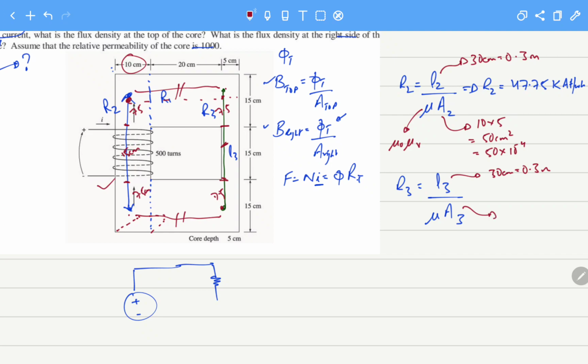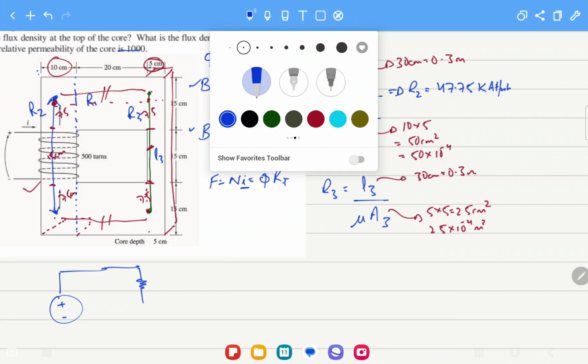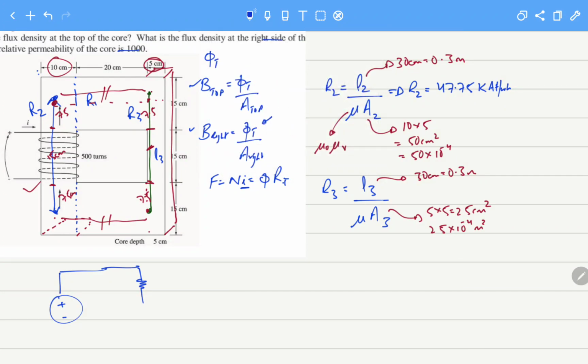What about the area of cross section? Let's see. The width of this is 5 centimeter, and into the core it is also 5 centimeter. So the area of cross section for this side will be 5 into 5, that is 25 centimeter square, or you can write 25 into 10 raised to power minus 4 meter squares. And by solving this, the value of R3 will become 95.49 kilo ampere turns per Weber.